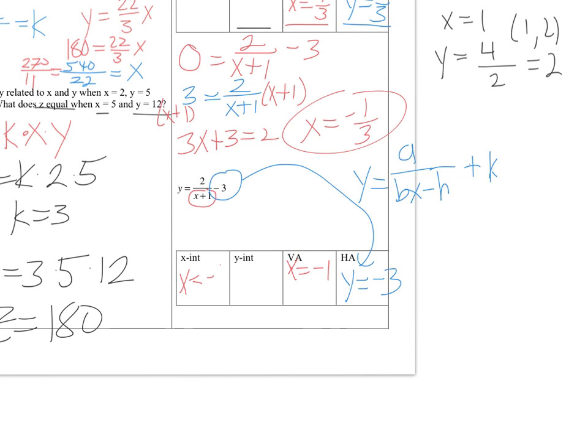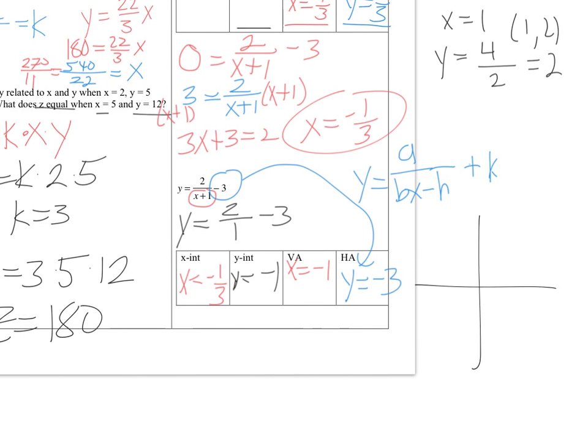And finally, the y-intercept is going to come from when I plug in 0 for x. So we get y is equal to 2 over 0 plus 1, which is 1, minus 3, so -1. Let's sketch a graph of this guy.